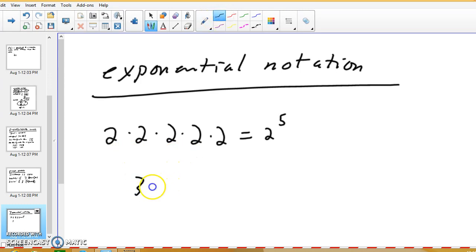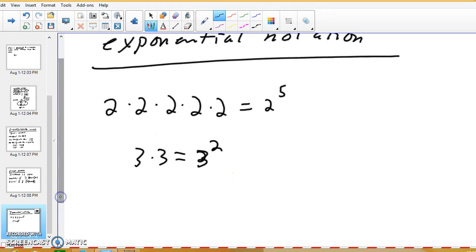If you have 3 times 3, well, that's 3 to the second, also known as 3 squared, and you'll see why that is later on. Or 7 times 7 times 7 is what we call 7 cubed. Again, cubed is when we say something raised to the third, and again, we'll explain why that is later.